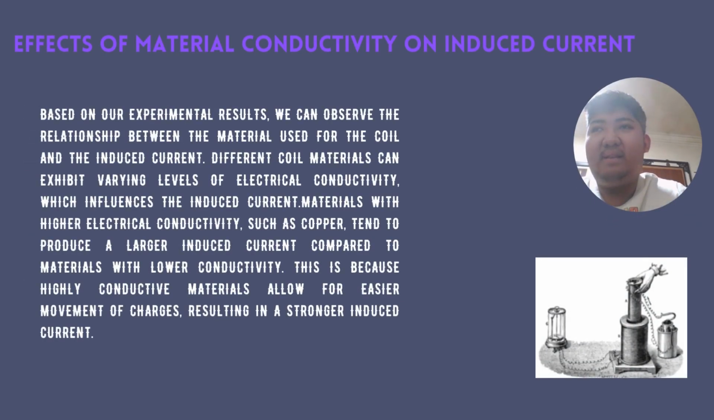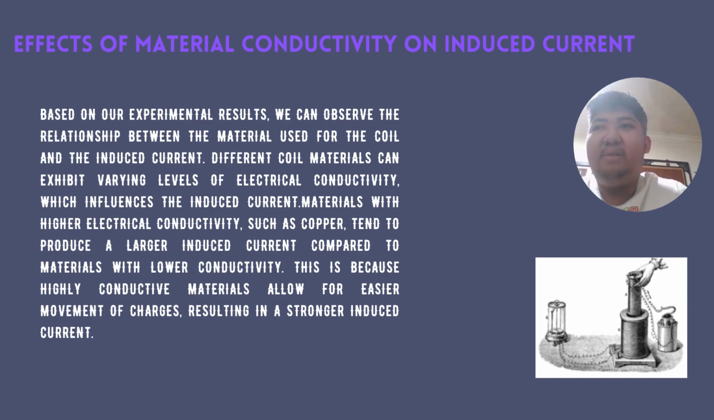Similarly, we can observe the relationship between the material used for the coil and the induced current. Different coil materials can exhibit varying levels of electrical conductivity, which influences the induced current. Materials with higher electrical conductivity, such as copper, tend to produce a larger induced current compared to materials with lower conductivity. This is because highly conductive materials allow for easier movement of charges, resulting in a stronger induced current.